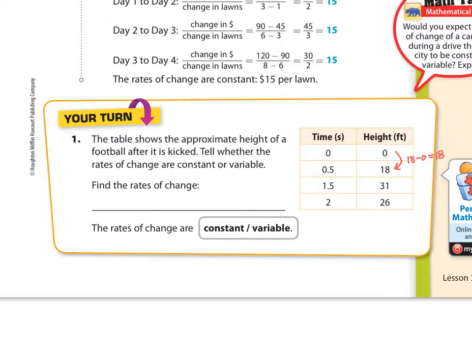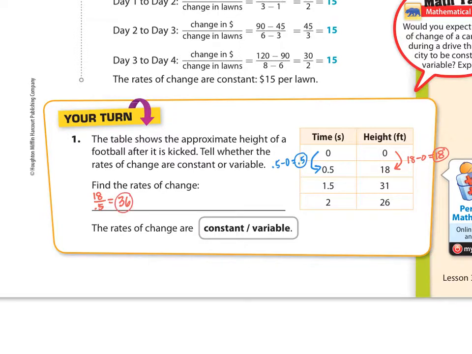So when the height changes, if you look on the left side, how much does the time change at that time? So when the height changes by 18, the time changes by, we take 0.5 minus 0, that gives us 0.5. So that's that change, and the height is that change. So we're going to do 18 divided by 0.5. It's okay to use your calculator here. You end up getting 36 as your rate of change.